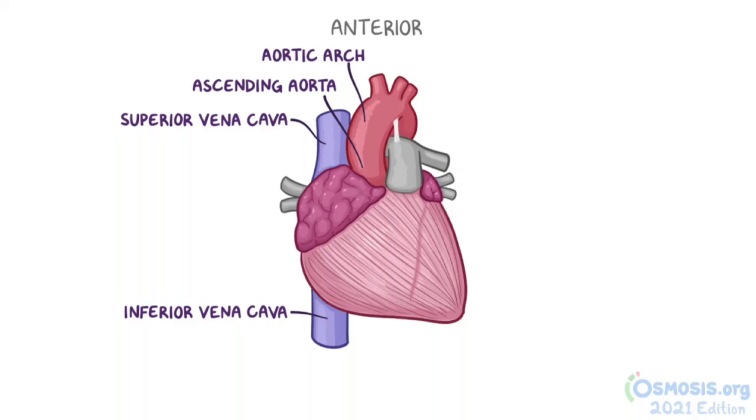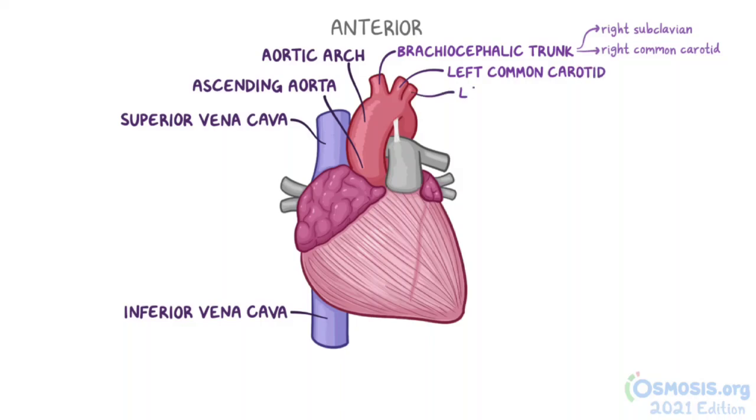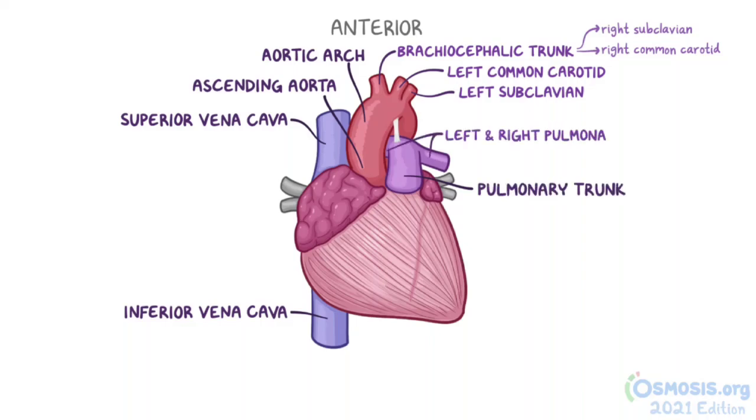The branches of the aortic arch can also be seen, and from right to left, they are the brachiocephalic trunk, which branches into the right subclavian artery and right common carotid artery, the left common carotid, and the left subclavian artery. Finally, medial to the left auricle, there's the pulmonary trunk, which emerges from the right ventricle and branches into the left and right pulmonary arteries, with the right pulmonary artery going under the aortic arch.